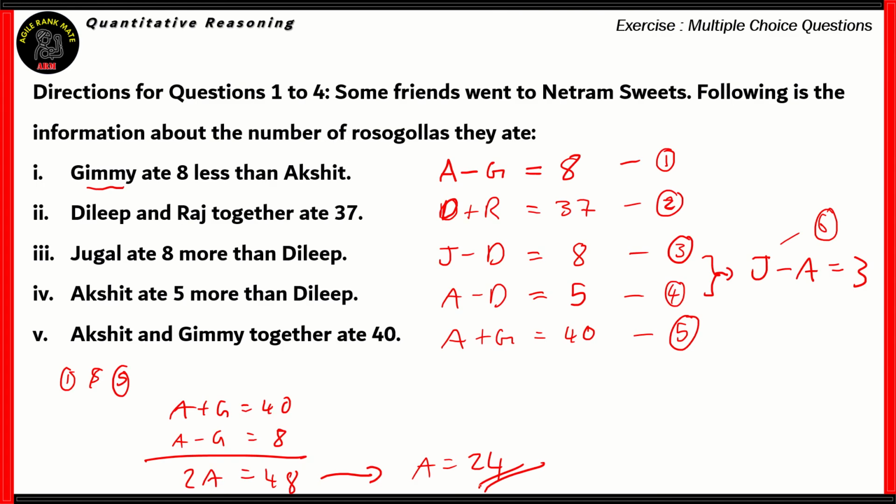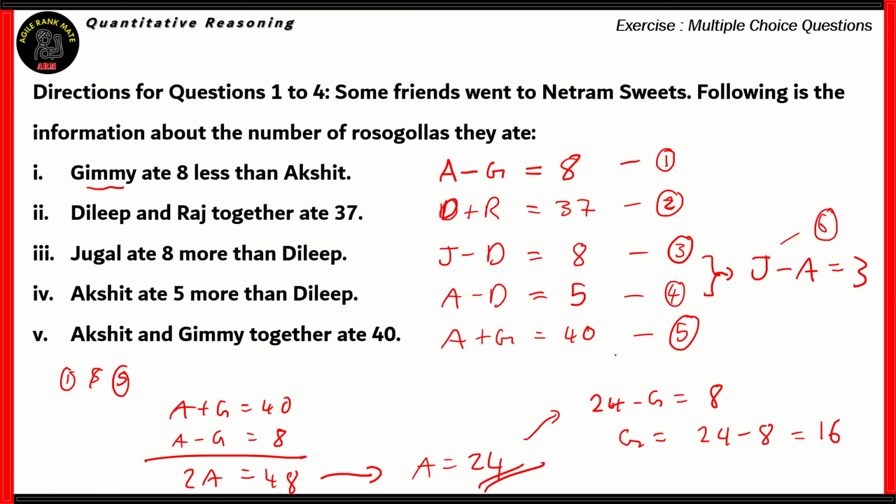So that means Akshit ate 24 sweets. Now, since we know the value for Akshit, let's use that in equation 1. So 24 minus G equals 8. So that means G equals 24 minus 8, which is equal to 16. So the number of rasgullas that Gimme ate is 16.